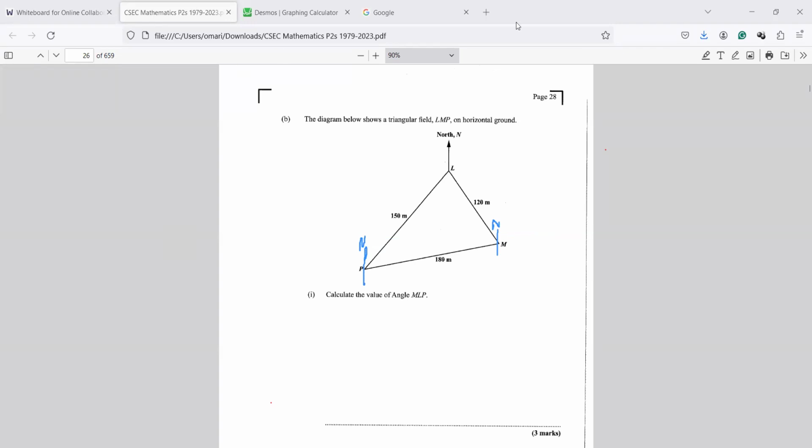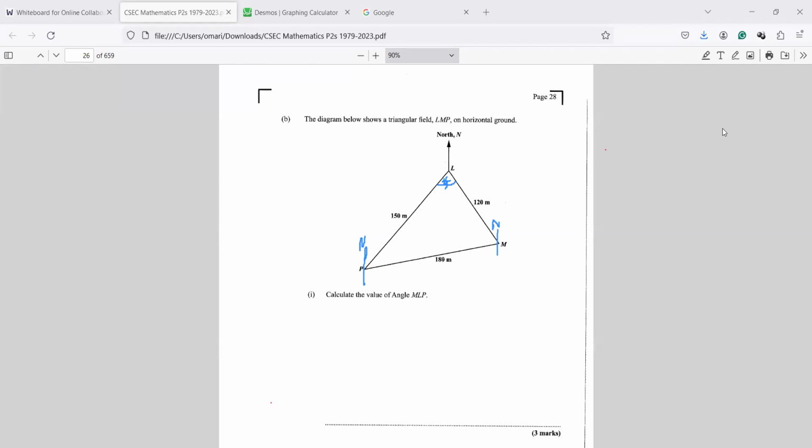The first question says calculate the value of angle MLP. So we're going to follow the track that it's telling us, which is M, which is here, L to here, and P to here. So we need to find this angle. Another easy way to determine which angle they're referring to is to look for the middle letter, which is L, and you know that that's where you would like to find the angle.